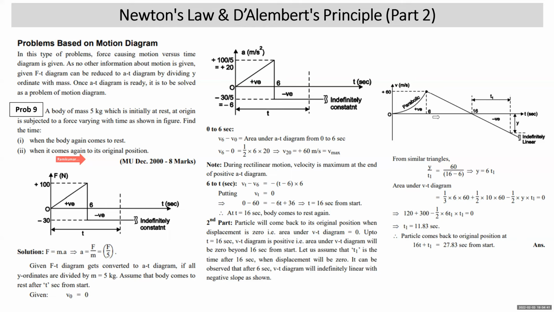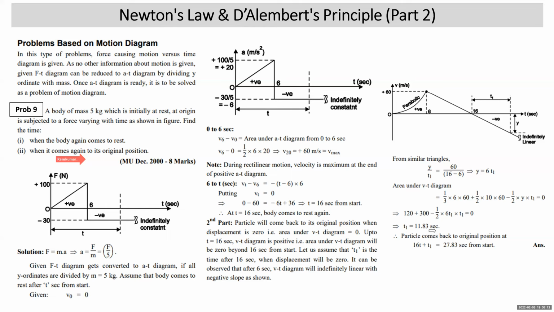Now area under VT diagram. Area under VT diagram is this part. Parabolic, 1/3 of base into height: 1/3 into 6 into 60, plus area of triangle, half into 10 into 60, minus half into t1 into y equals 0. Substitute the value of y as 6 t1. Solve, simplify. This part is equal to 120, this is equal to 300, and this is minus half into 6 into t1 squared. Solve it, simplify it, you get t1 as 11.83.